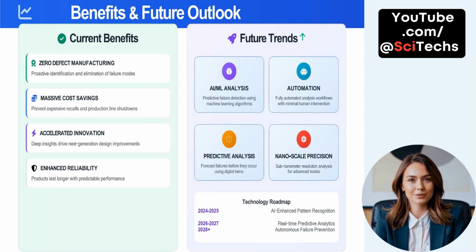Benefits and future outlook. The semiconductor industry is already realizing powerful benefits and has a clear path toward even greater advancements. Currently, zero-defect manufacturing is a key achievement. Through proactive detection and elimination of failure modes, manufacturers can dramatically reduce rework and waste. Massive cost savings follow naturally by avoiding expensive recalls and halting costly production line shutdowns. Accelerated innovation is another highlight. Deep data insights help improve design and process iteration for next-generation devices.